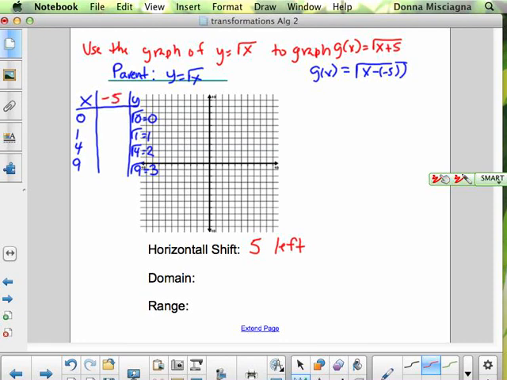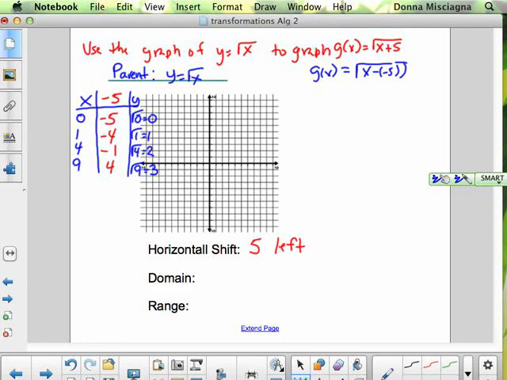So 0 minus 5 is negative 5. 1 minus 5 is negative 4. 4 minus 5 is negative 1. And 9 minus 5 is 4. And I forgot to graph the parent function. Let's graph the parent function first so we can see our transformation.